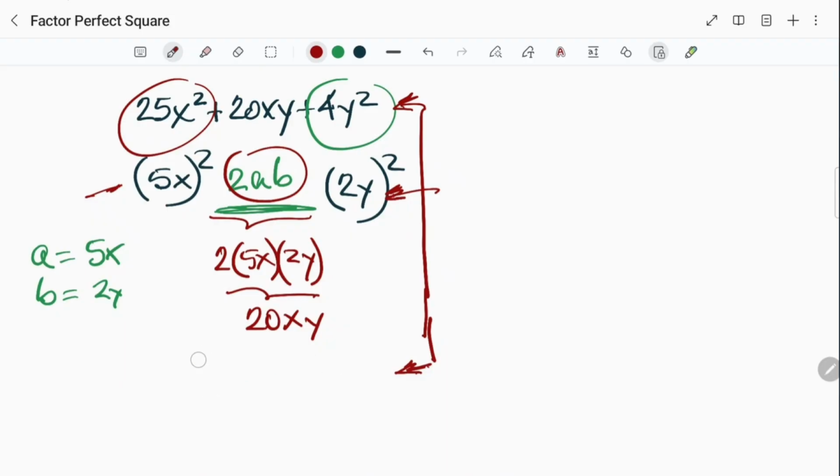Let me change to the black color. Is a perfect square. 5x in this case is positive, 2y to the square. Again, if you develop 2 times this parenthesis, you get the original trinomial, perfect square.